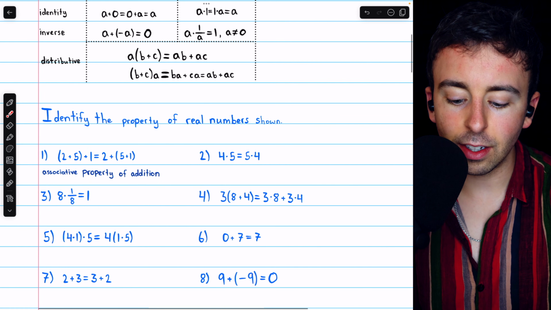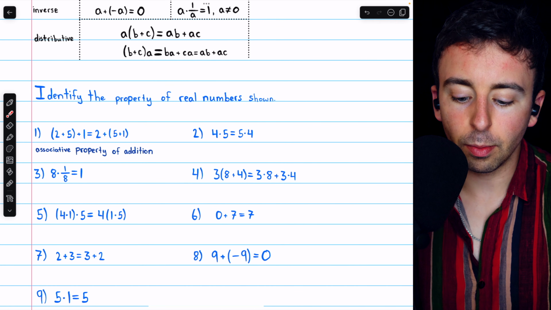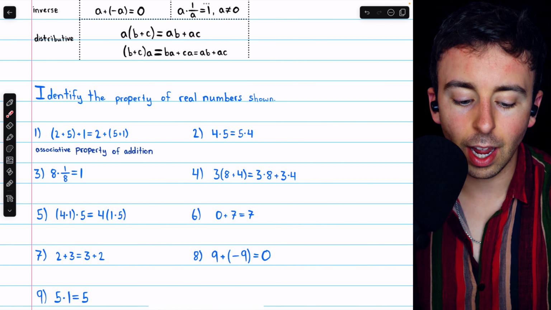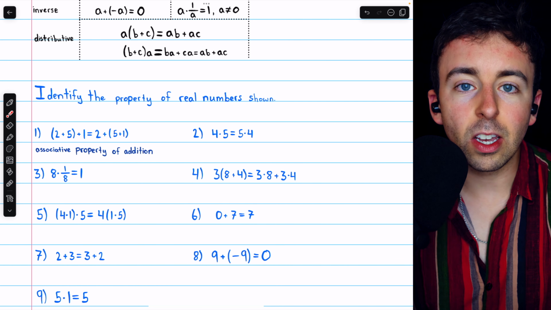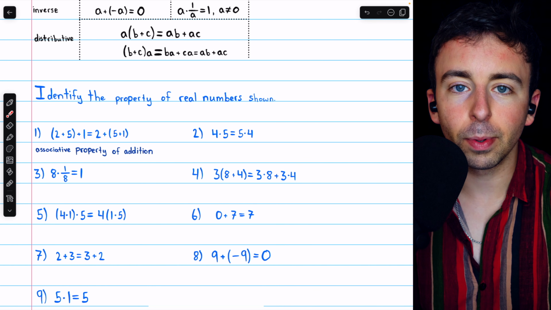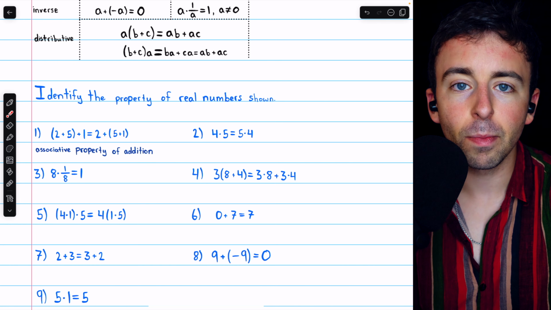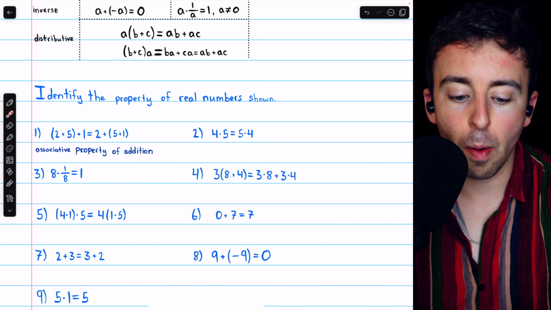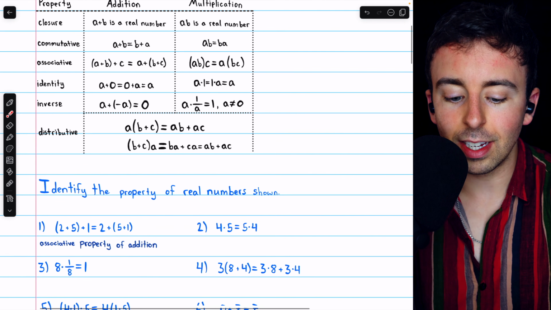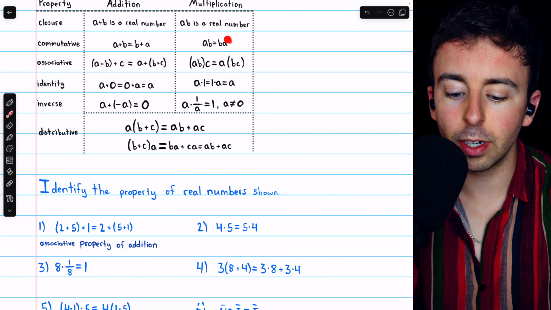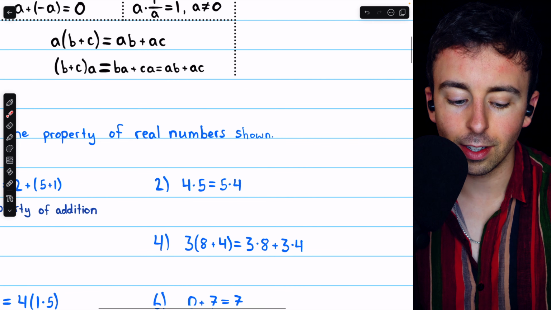Moving on to the second equation, this says 4 times 5 equals 5 times 4. This is showing that the order in which two numbers are multiplied doesn't change the answer, and that's called the commutative property of multiplication, which we see in the table here. The commutative property says that the order of multiplication does not matter.